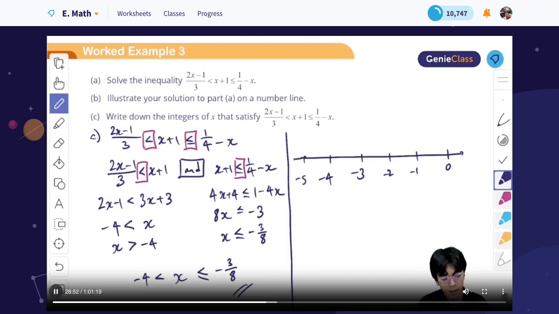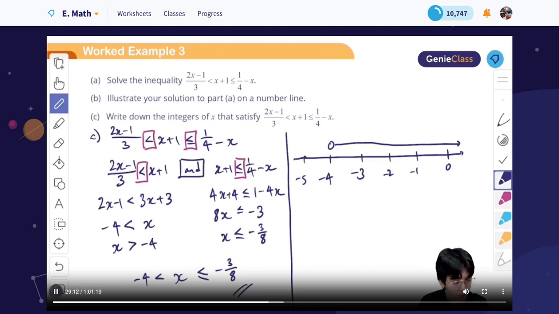Now, we want what? X is more than negative 4, strictly more than. And x is less than or equal to negative 3 over 8.